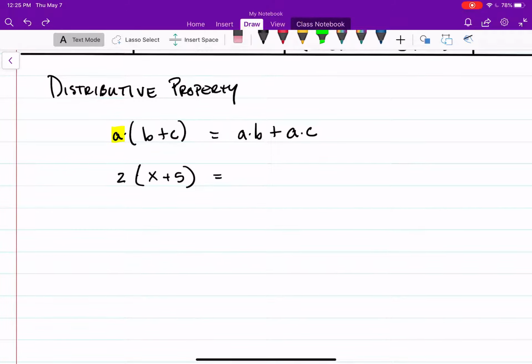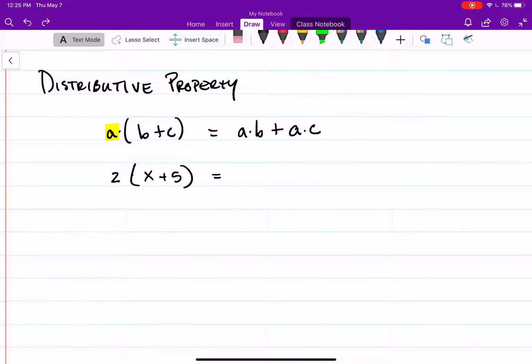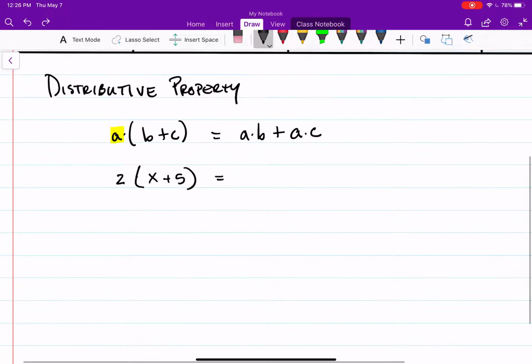Okay. So in this case, it would be 2x plus 10, because 2 times x is just 2x, and 2 times 5 would be 10. All right, so that's the distributive property.